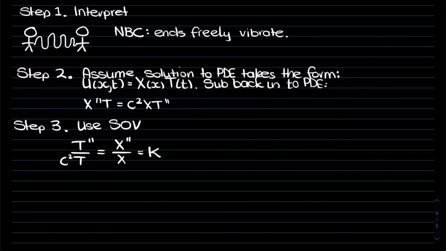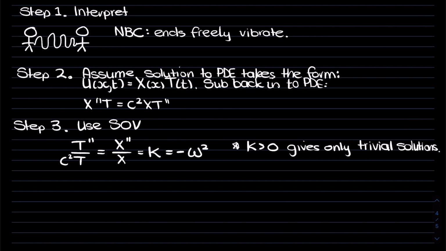Because t is completely independent of x and x is completely independent of t, and yet they equal each other, they must be equal to a constant, and we're going to call that constant k. If you've watched my previous videos, you'll know that we can write k as negative lambda squared, simply because k greater than 0 gives only the trivial solution, which tells us what happens when nothing happens, so we don't care about the trivial solution. And that is for Neumann conditions and Dirichlet conditions.